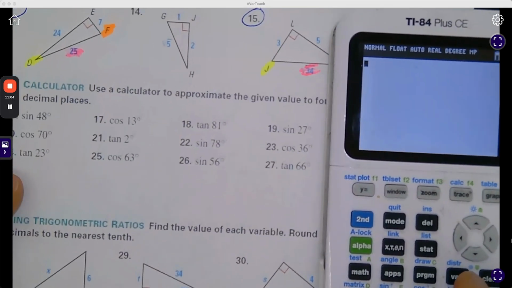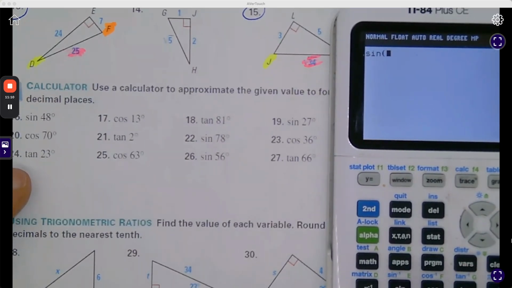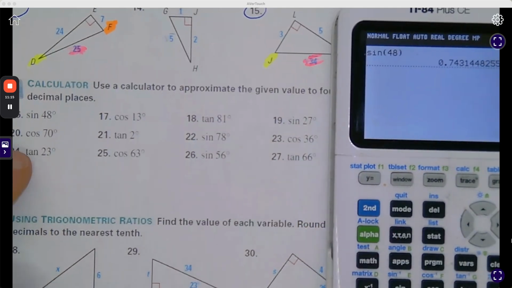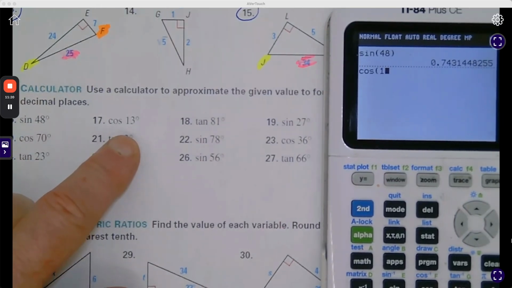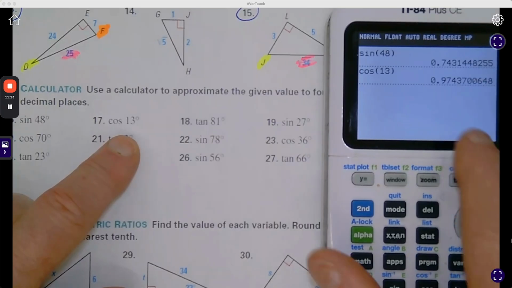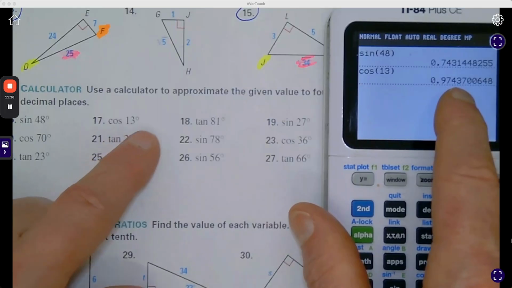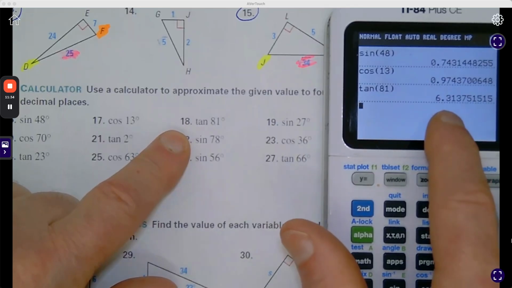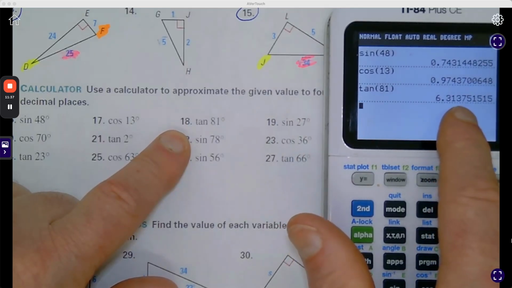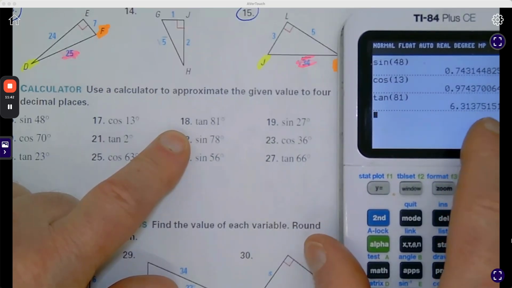Okay, moving on. So I'm going to do sine of 48. 0.7431. Okay, cosine of 13. 0.9744, you got to round that up. Tan of 81. 6.314, oh no, 4 decimal points, yeah. 6.3138, because you got to round that up.